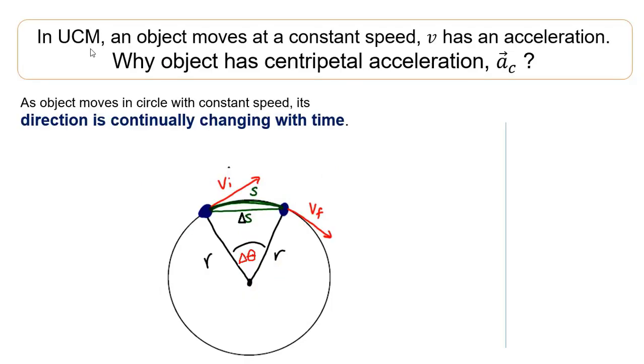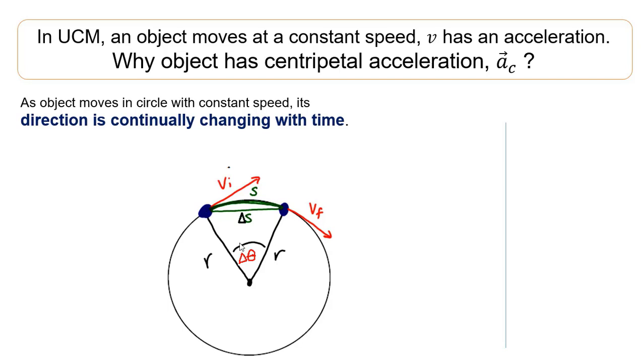In uniform circular motion, an object moving at a constant speed has an acceleration. Why does an object have centripetal acceleration? As the object moves in a circle with constant speed, its direction is continually changing with time. Let's consider these 2 points in this diagram. This point is the initial point corresponding to initial velocity, and this point is the final point corresponding to final velocity.